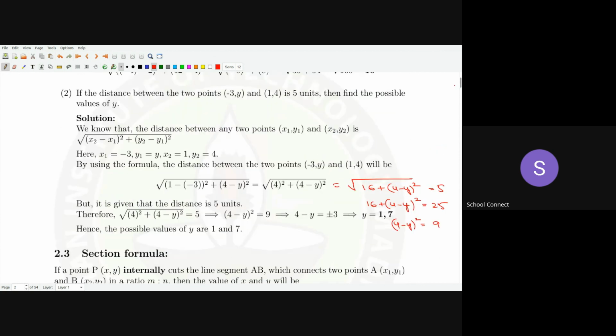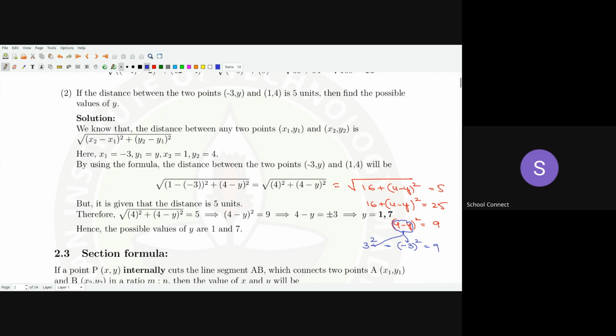Now the slightly trickier part comes into the picture. Now if you take the square root on both sides, then there will be plus or minus coming into the picture. Or think of this like this. Which number should you square in order to get 9? So what all possible integers can be squared which will give me 9? If I square 3, that will give me 9, as well as if I square -3, that will also give me 9. So 4 minus y can be 3, or 4 minus y can be -3.